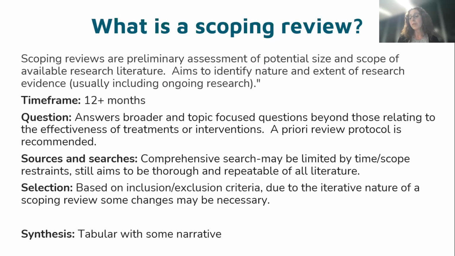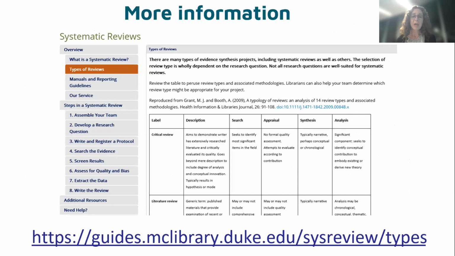Another type of review is a scoping review, and there's been a big growth in this area in recent years. So these tend to be broader in scope than a systematic review. They aim to answer broad topic focused questions. They are a preliminary assessment of the potential size and scope of the available research literature in an area. And they aim to identify the nature and extent of the research evidence available. The time frame is about 12 months, and they have a broader topic focused question, and they have a comprehensive search, but it can be limited due to the time or the scope constraints. More information on the different types of review can be found in this LibGuide from Duke University.